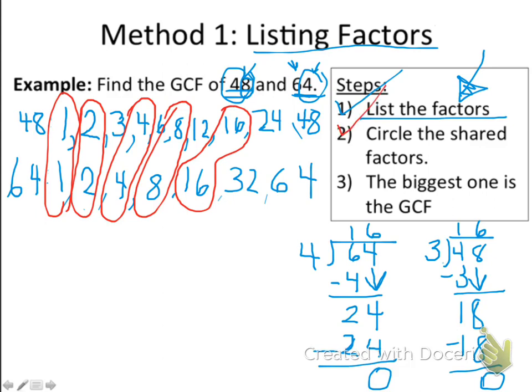Then step 3 says the biggest one is the GCF. So in this case, the GCF, the greatest common factor of 48 and 64, must be 16. And we're done. Seems like a long process. Let's see if there's another way.